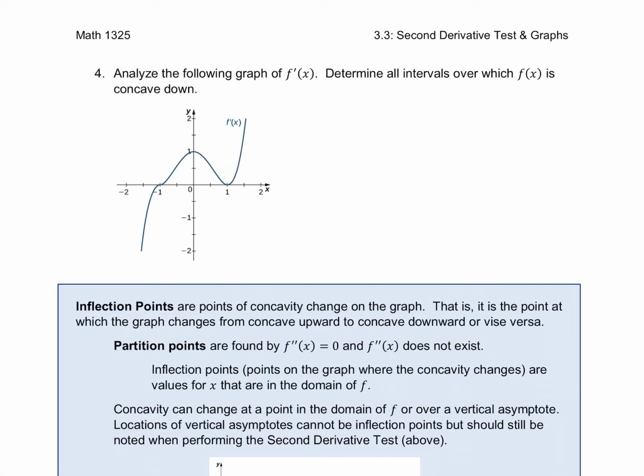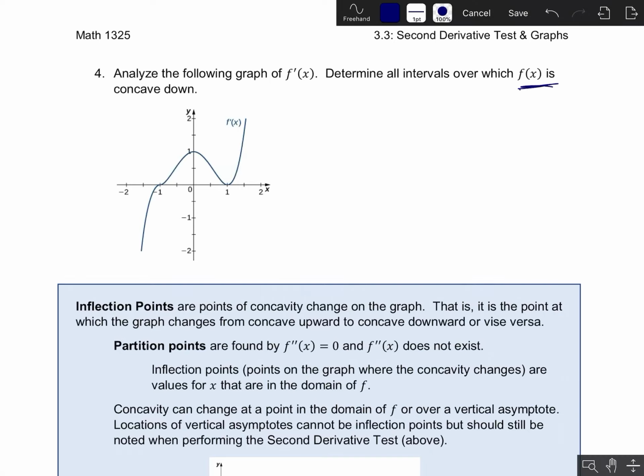Okay, so next we'll look at example 4. Again, we're given the graph of f prime, and we want to know when the original graph of f is concave down. So notice that f is concave down is the same thing as f double prime being negative. So we want to look at this graph of f prime and decide when f double prime would be negative.